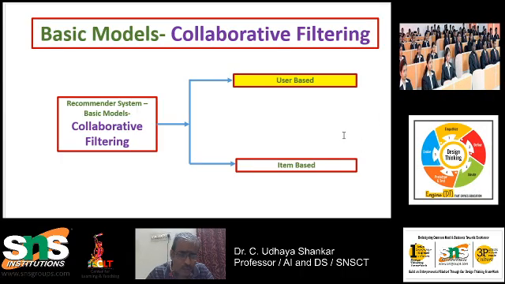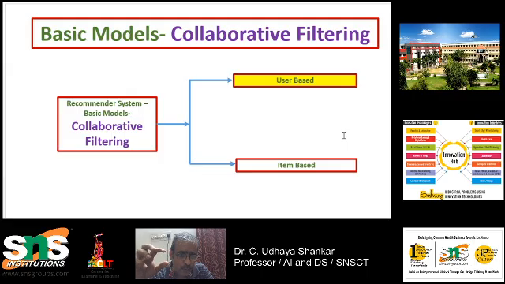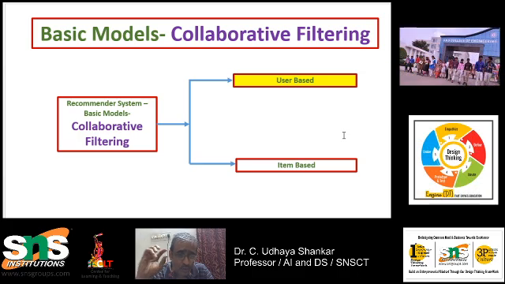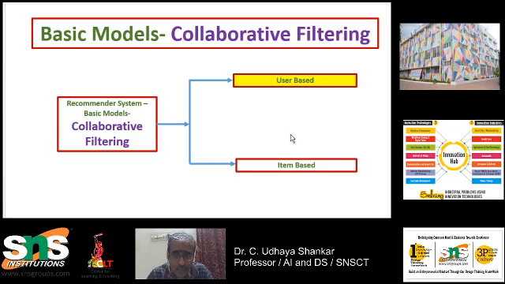There are two different types of collaborative filtering recommender system: one is user based, the other is item based. In this video we will be discussing only the user based collaborative filtering recommender system, whereas in the next video we will be discussing the item based collaborative filtering recommender system. So now we are going to discuss only the user based, which is why I have given it in yellow color.